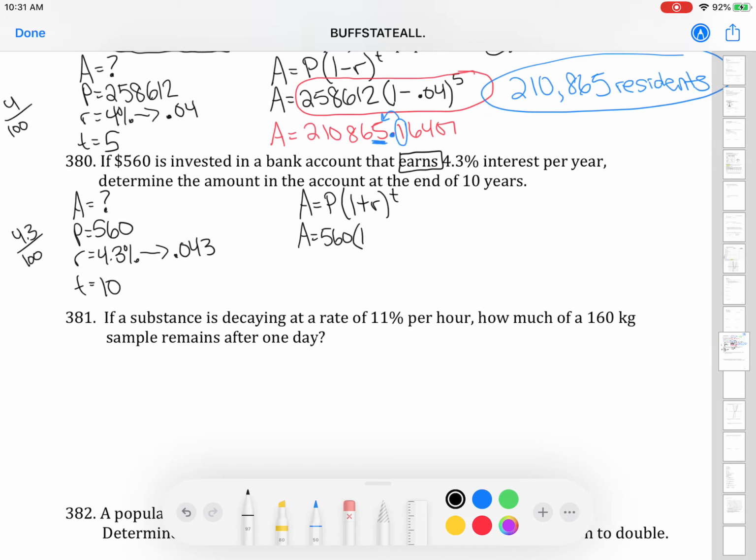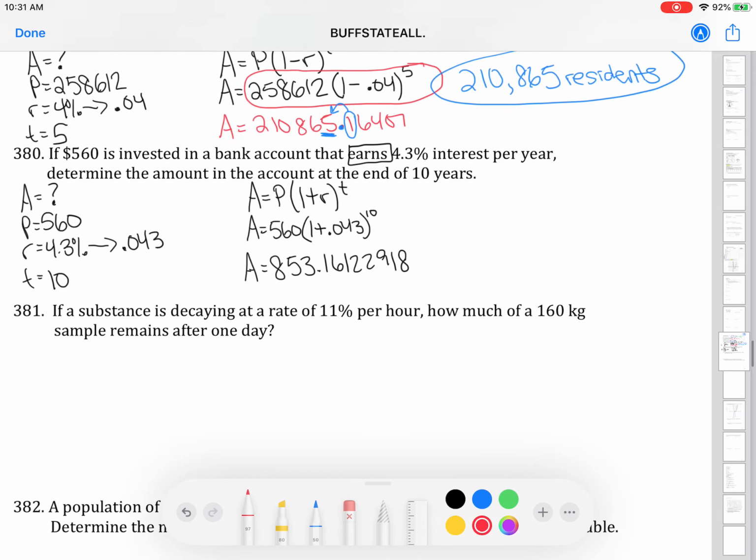So I now plug it all in. A stays. P is 560 times 1 plus R is 0.043, and T is 10. And remember, you plug it all in at once. So practice plugging it in your calculator. I'm just going to write the answer down for you to check once you're done. Okay, pause it if you need some more time. I'm just going to keep going on.